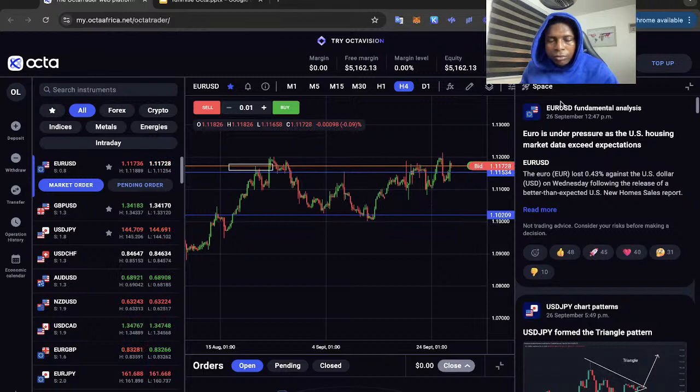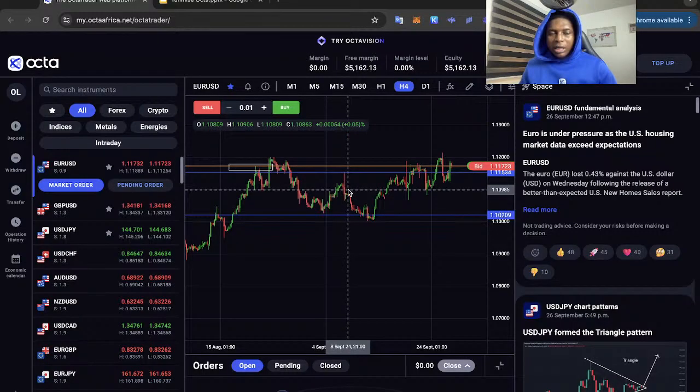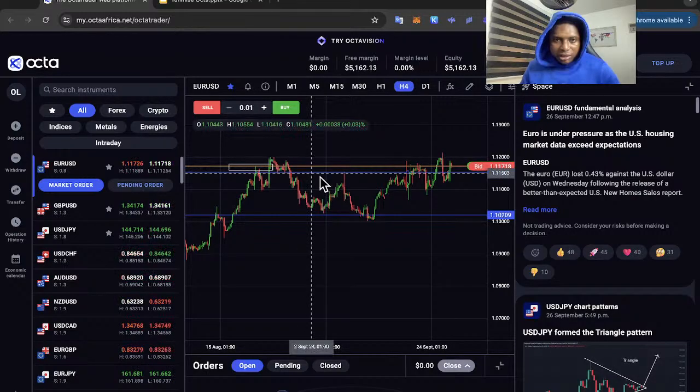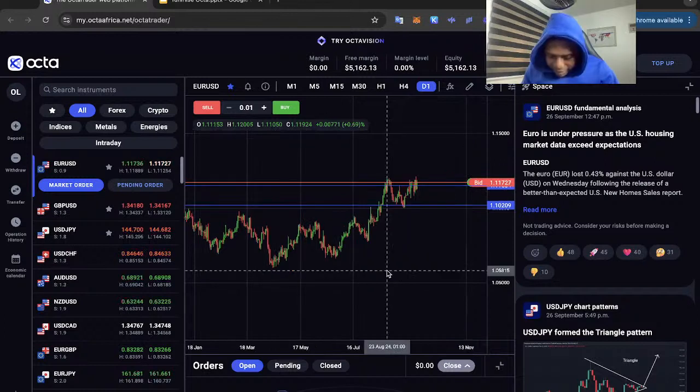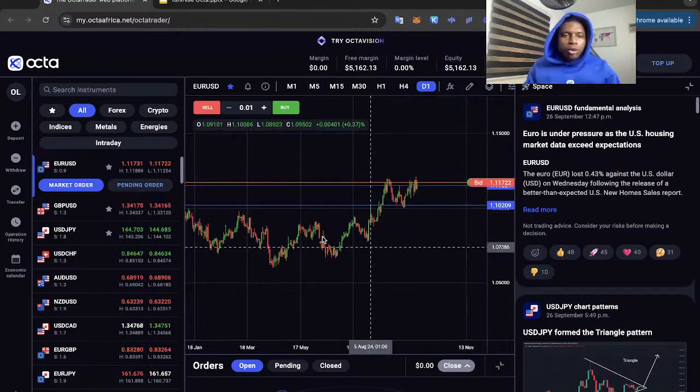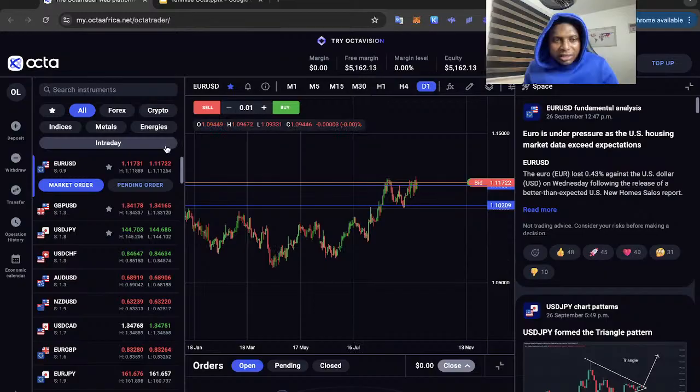Of course you can see we have a feature called Space, and here it's telling us about EURUSD fundamental analysis. Euro is under pressure as the US housing market data exceeded expectations, which led to a quick sell-off on EURUSD. However, we can see that EURUSD had a quick bounce back. All right, so today we'll be running the market analysis on EURUSD.